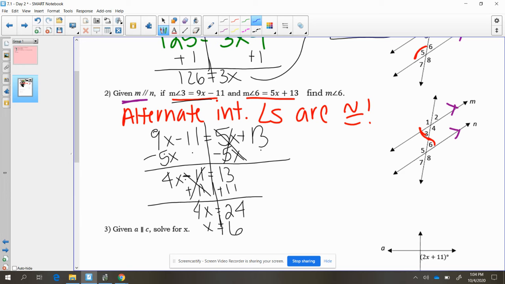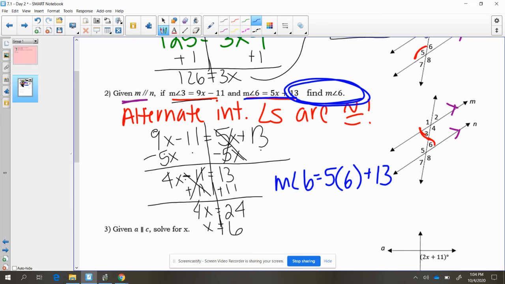Now, always, always, always check what the question wants. We are not done with just x equals 6. What we want is the measure of angle 6. So what we're going to have to do is plug this back in. 5 times 6 plus 13 is 30 plus 13, so 43 degrees. Okay, on that angle measure.